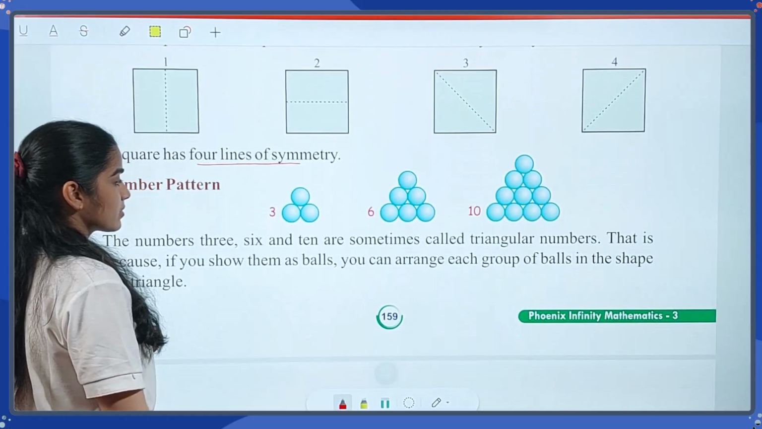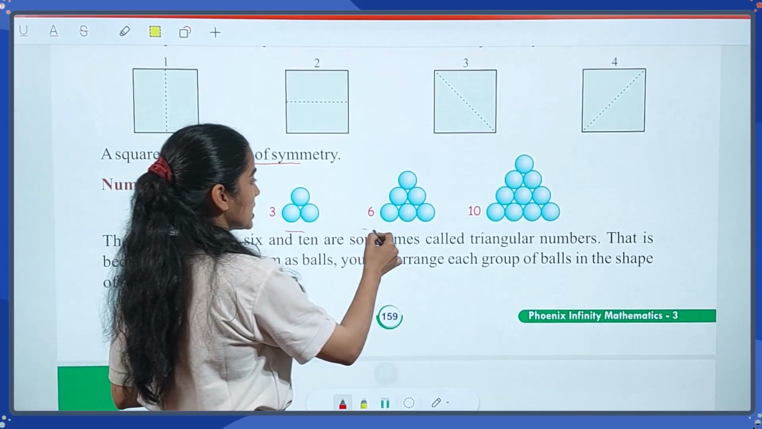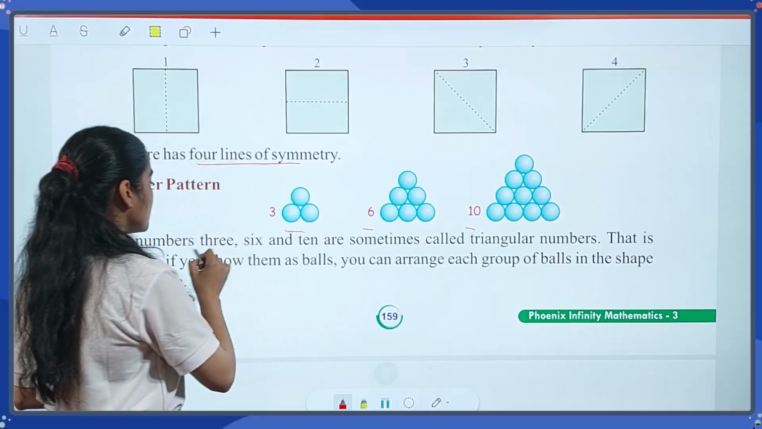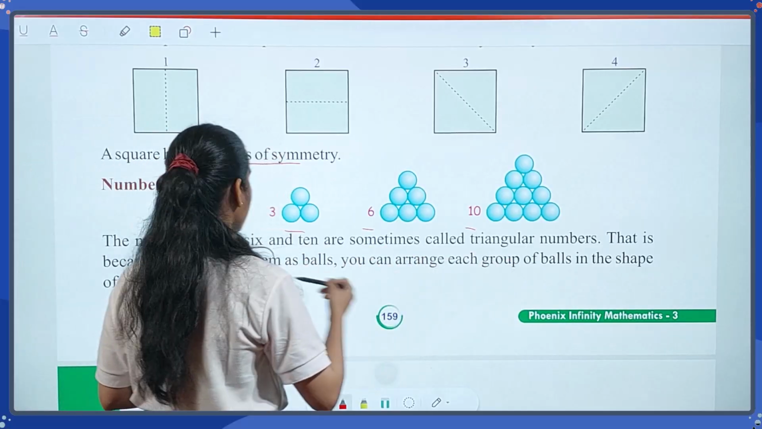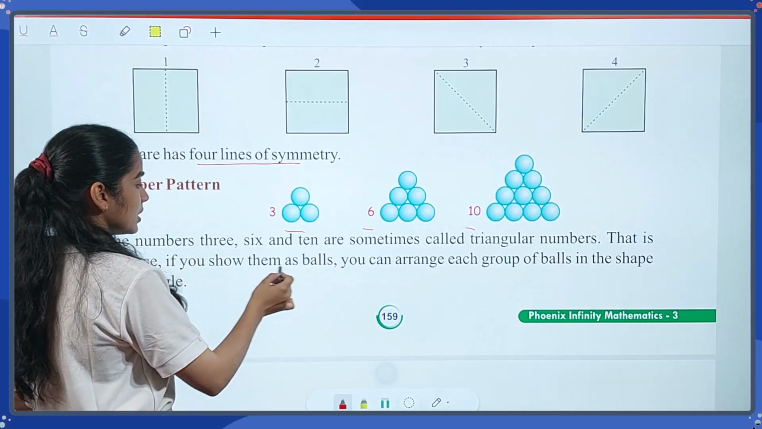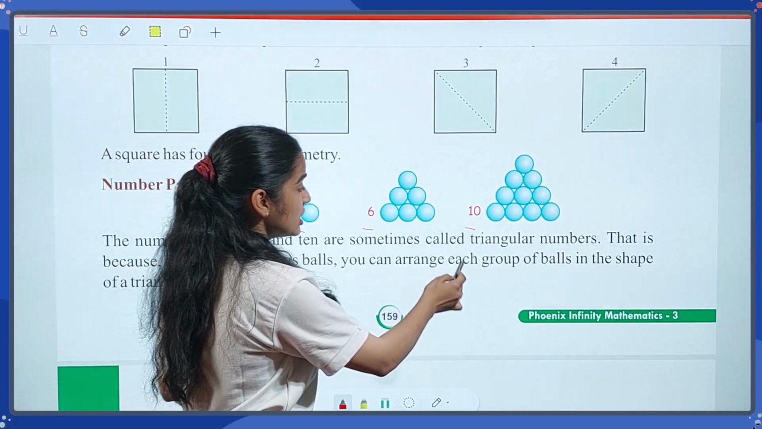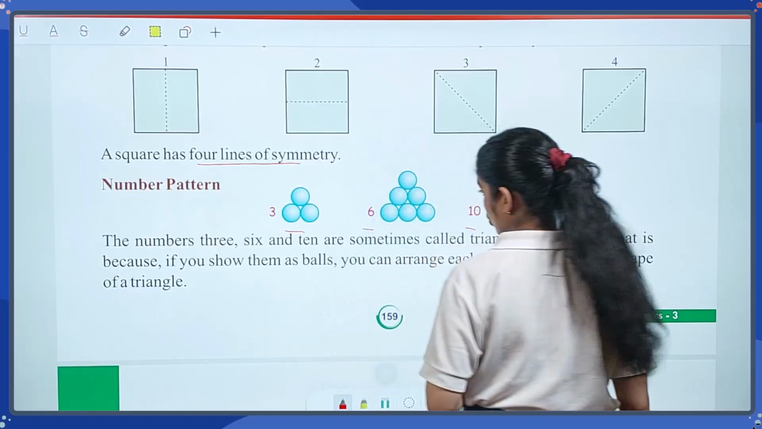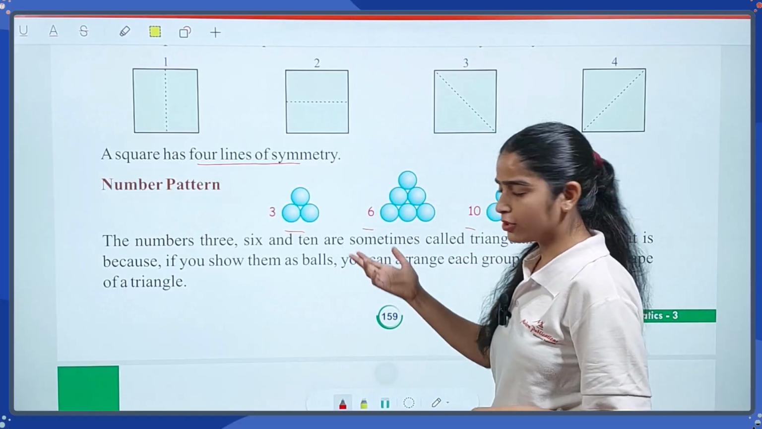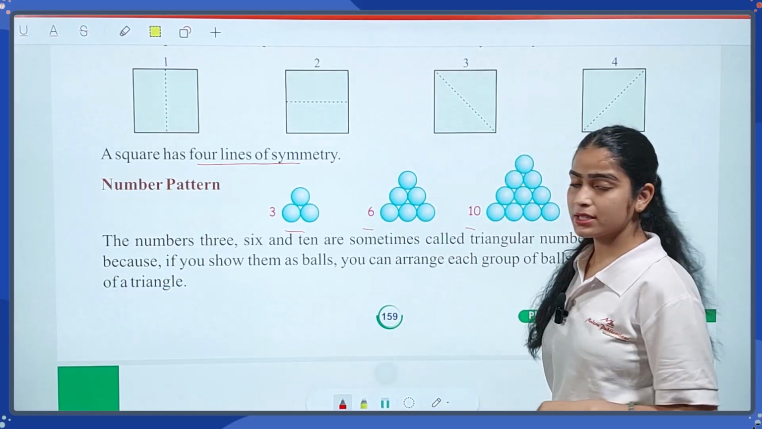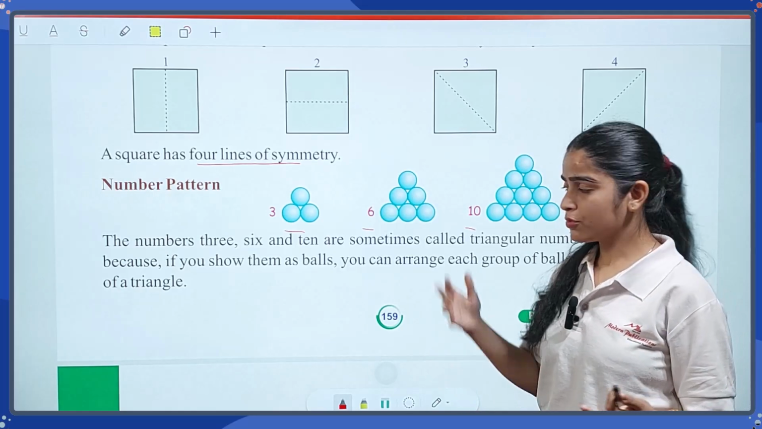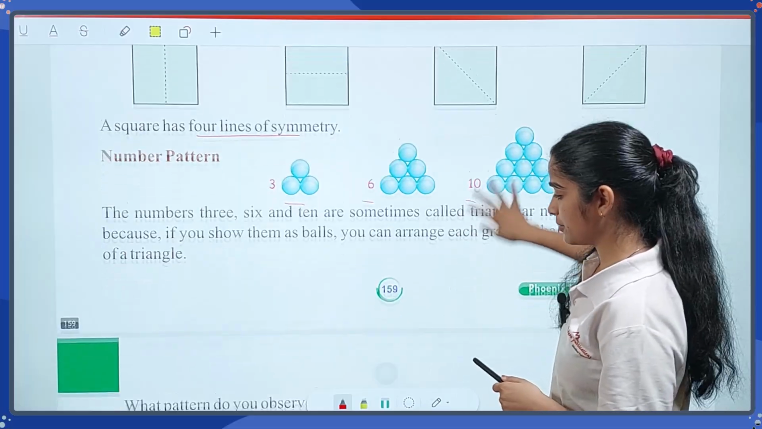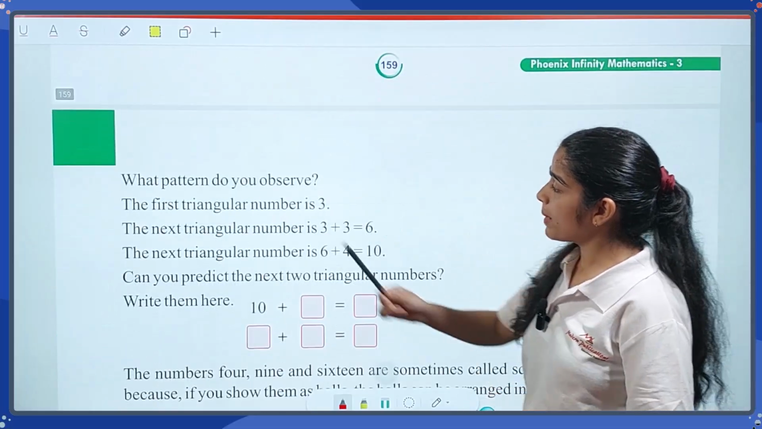Number patterns. So this is the number pattern 3, 6 and 10. The numbers 3, 6 and 10 are sometimes called triangular numbers. That is because if you show them as balls, you can arrange each group of balls in the shape of a triangle. If you have many balls at home, you can also try this pattern. Now, what pattern do you observe?